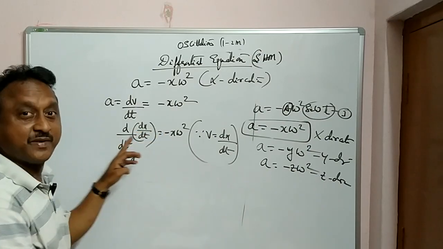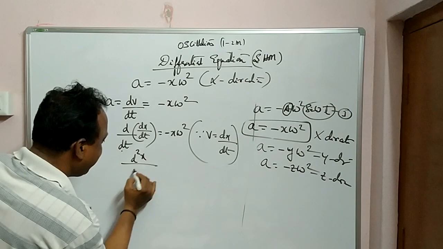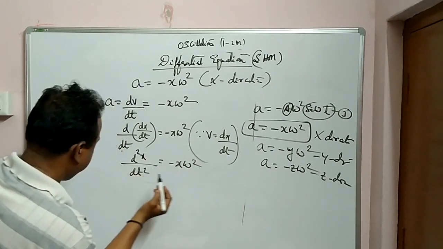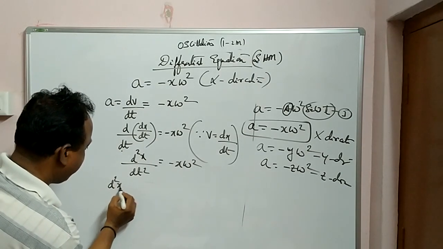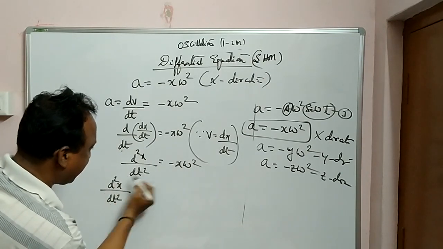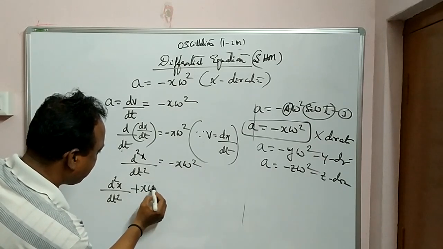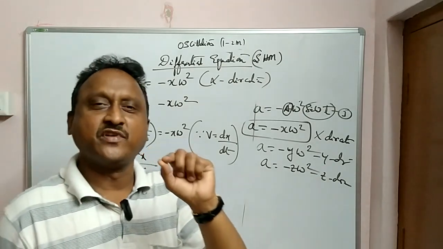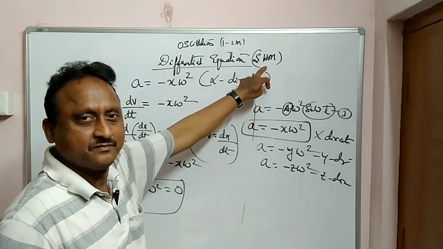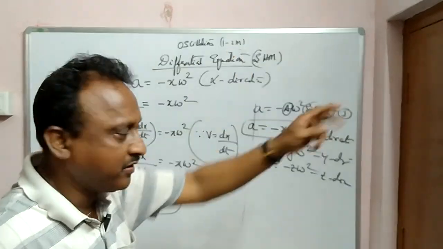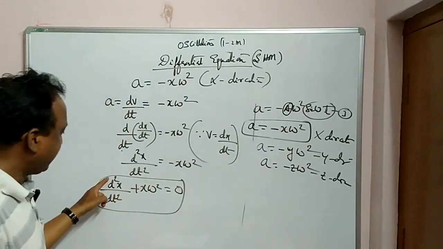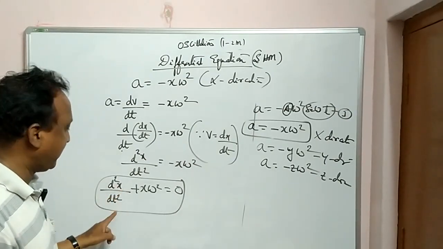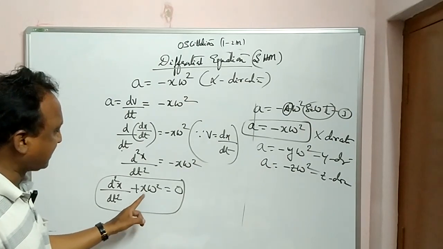d by dt of dx by dt, what? d square x by dt square is equal to minus x omega square, or d square x by dt square, take to this side, plus x omega square is equal to 0. This is called the differential equation of the body making SHM. బాడీ సింపుల్ హార్మోనిక్ మోషన్లో ఉన్నప్పుడు డిఫరెన్షియల్ ఈక్వేషన్ ఏంటి అంటే x డైరెక్షన్లో d square x by dt square ప్లస్ ఒమేగా స్క్వేర్ x is equal to 0.